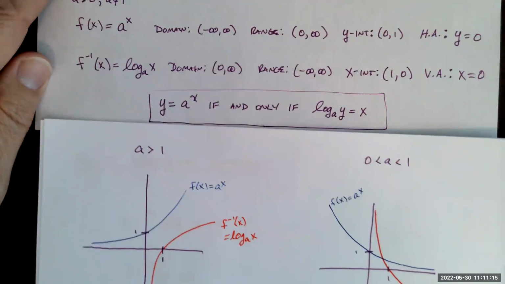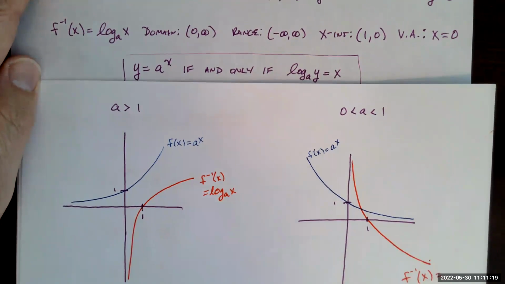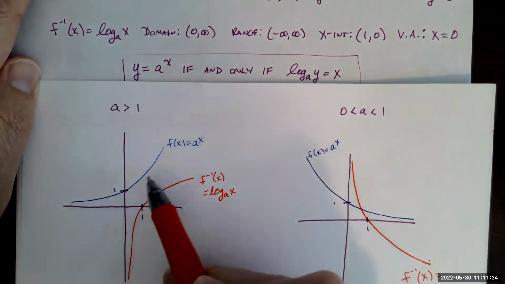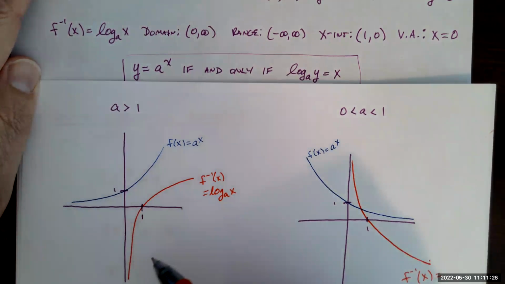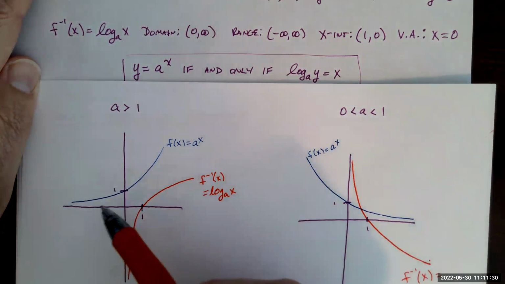So the graphs of logarithmic functions and exponential functions depend on the value of a. If a is greater than 1, the exponential function is increasing on its domain, as is the logarithmic function. Notice we have a horizontal asymptote as x goes to negative infinity.